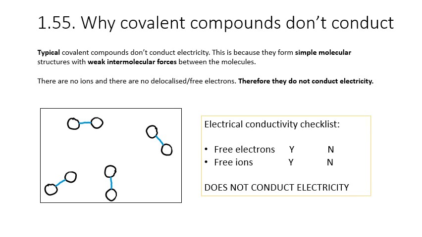So in the diagram on the left, we've got a representation of, say, a diatomic gaseous compound like oxygen or hydrogen. And we'll have these weak intermolecular forces between the molecules. Notice that nowhere on this diagram are there any free electrons or ions. Therefore, we have no free electrons, no free ions, no conduction of electricity.